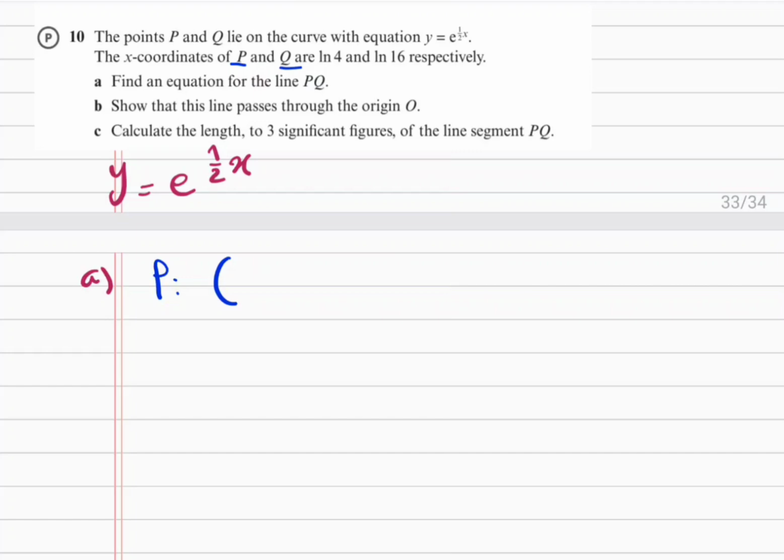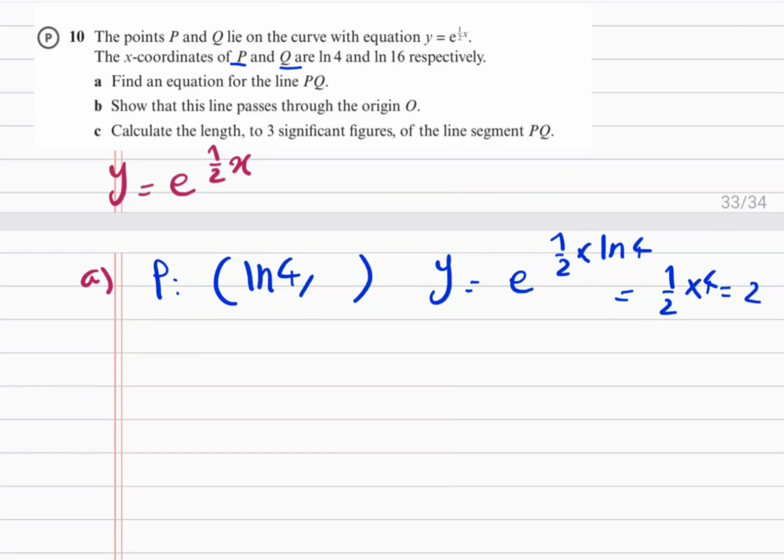We know that the x coordinate of P is ln 4. To find its y coordinate, we just substitute ln 4 into y equals e to the power of half times ln 4. Remember that ln is the inverse function of e, so e and ln cancel each other out, and we simply get half times 4, which is equal to 2.